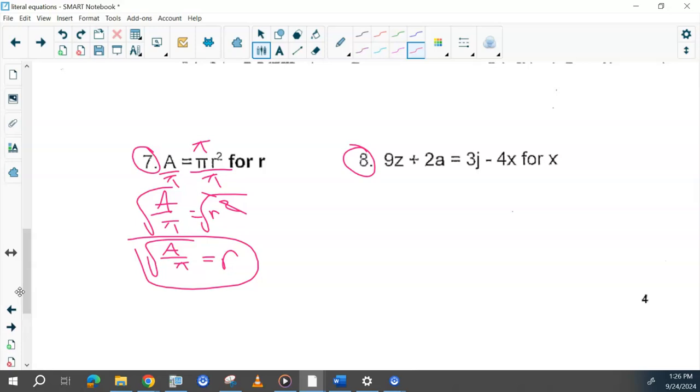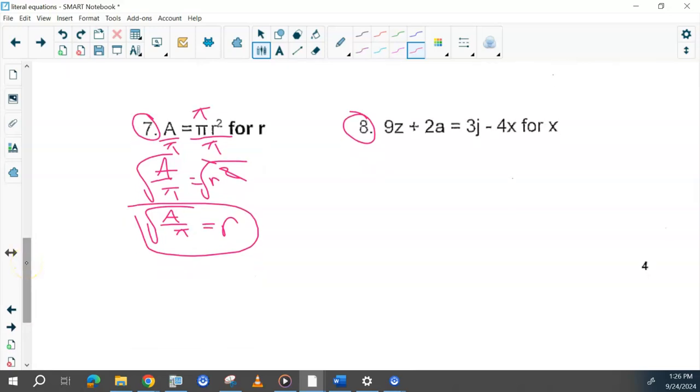In 8, what are we solving for? X. So if x is here, what should we do first to start getting x by itself? Subtract 3j. There's nothing to combine. We're just moving that to the other side. I'm just going to put that at the end.